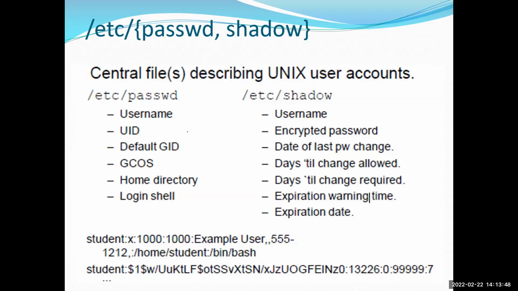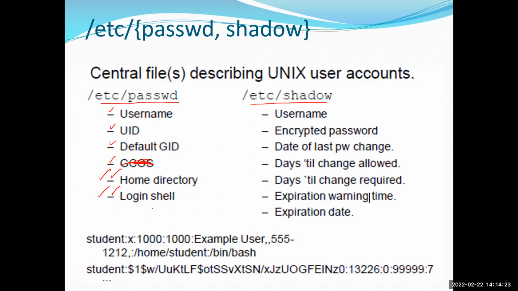So in Unix we have two files, the /etc/passwd file and the /etc/shadow file. The /etc/passwd file contains the username, UID, default group ID, GECOS, which is something that is taken out now, home directory, and the login shell. These are the main components that are still there. The login shell is what you use, like /bin/bash. The home directory is where your files are stored, and then your UID, your group ID, and your username.